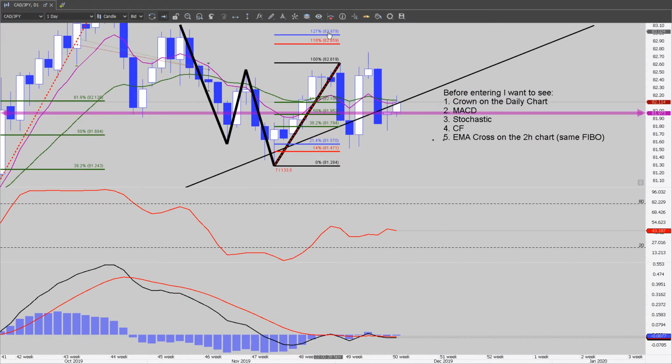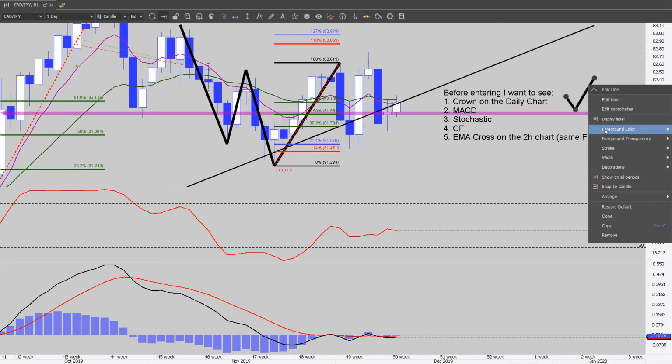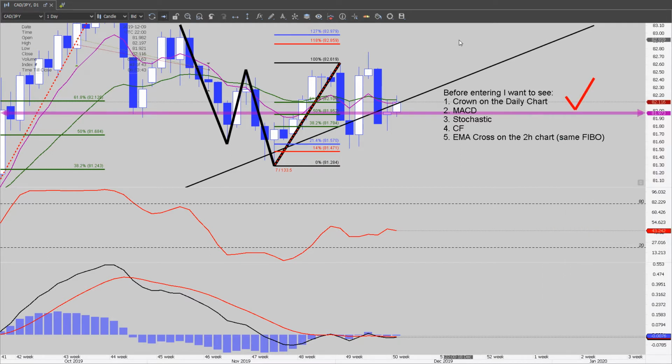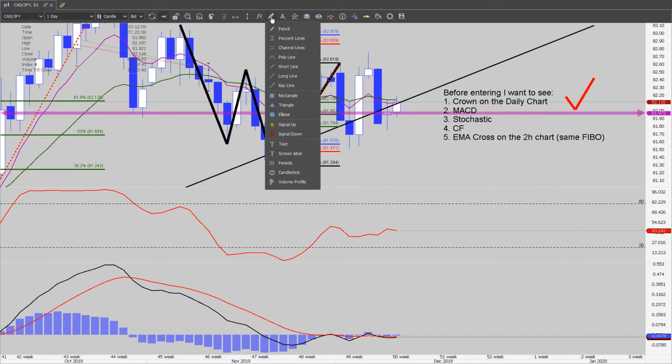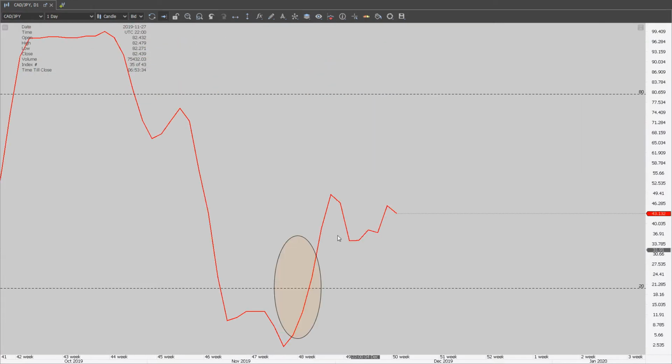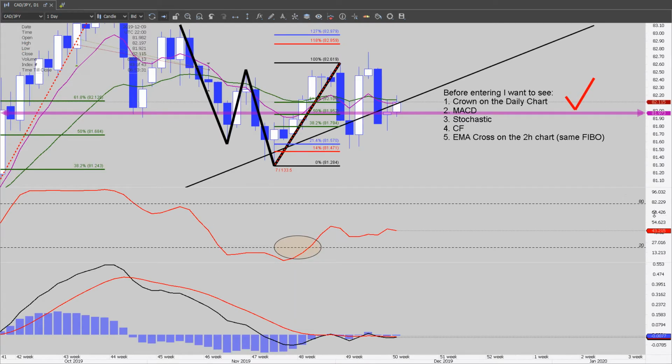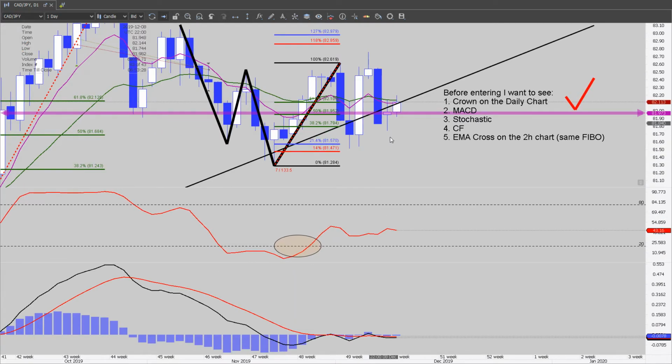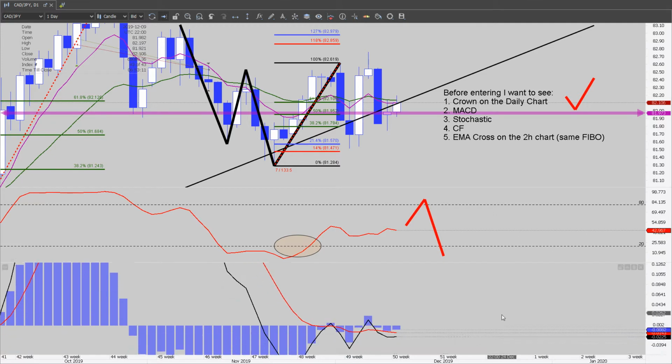Now, crown on the daily chart, check, we have it. Let's color code this in red. Stochastic, well, it's a no. Stochastic was in the overbought zone here, and it's still moving up, so I need to wait for the stochastic to move up and down. MACD is also moving kind of sideways. I mean, I had an entry, it was not the best.